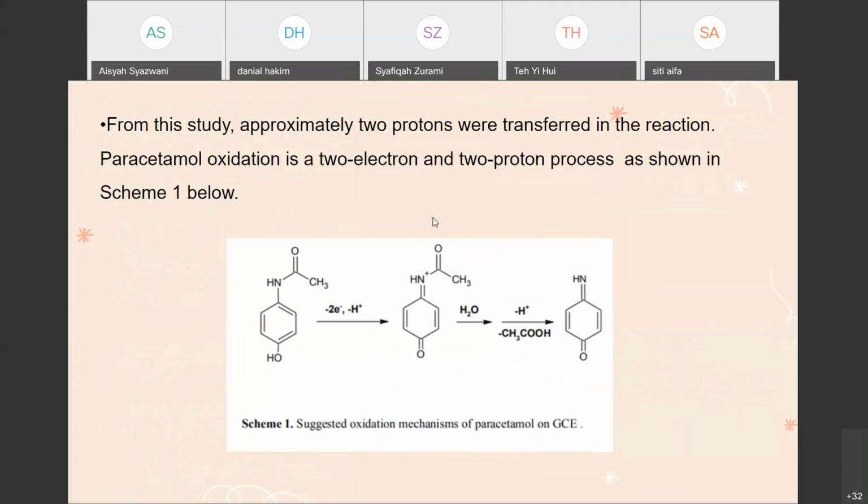From this study, approximately 2 protons were transferred in the reaction. Paracetamol oxidation is a 2 electron and 2 proton process as shown in scheme 1 below. So, next.